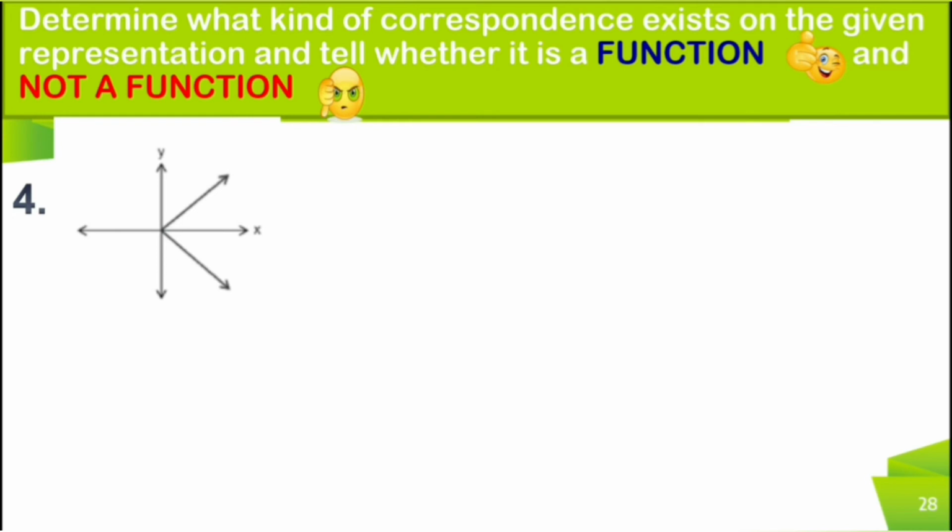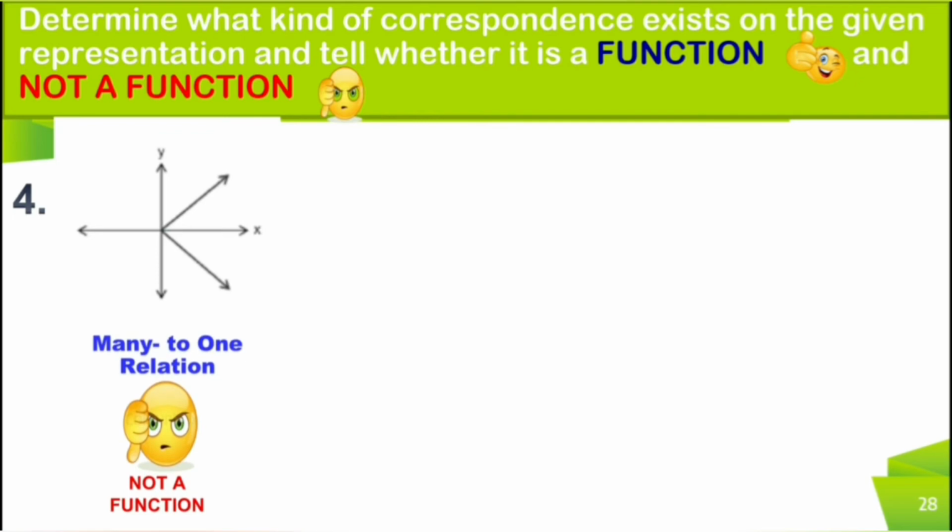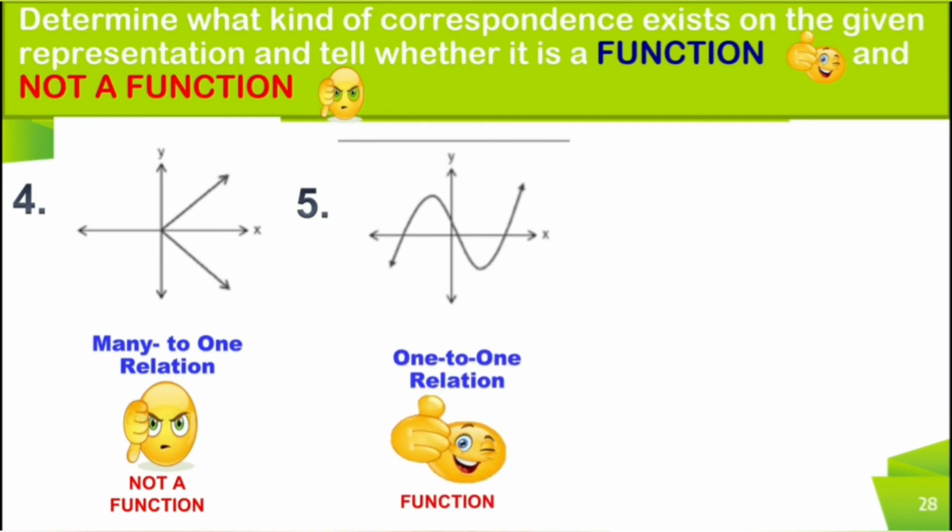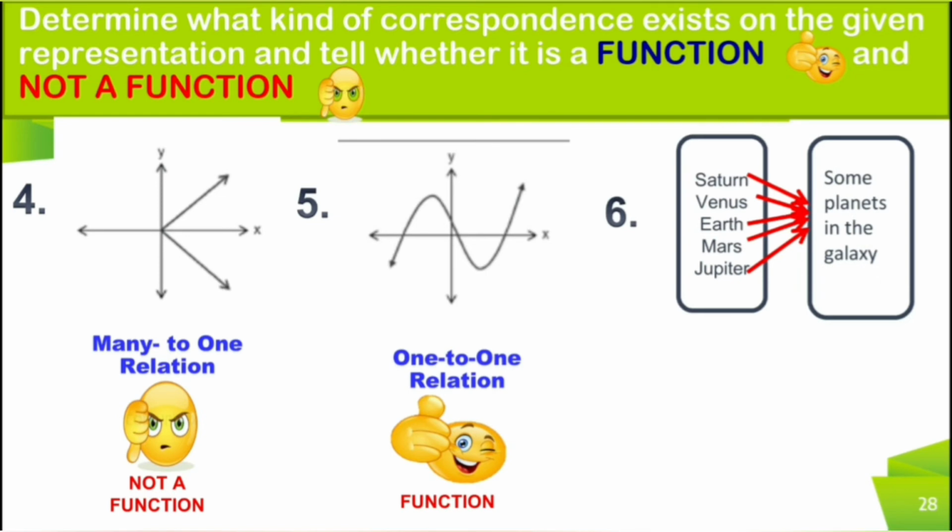What about this graph? Is this a function or not a function? Yes, it is many-to-one relation and it is not a function. Okay, it touches 2 points in the graph. Number 5, that's correct. This is one-to-one relation and it is a function. And the last one is, yes, that's correct. Many-to-one relation and it is not a function. Good job. You answered it correctly. I know you are now ready and you now understand our lesson.